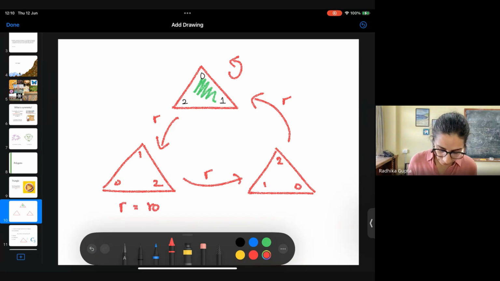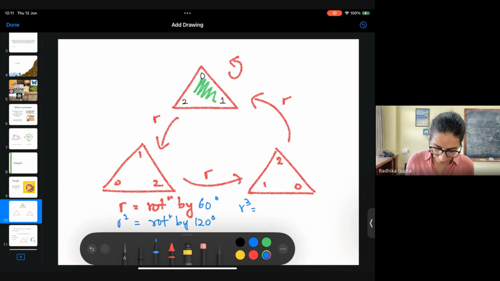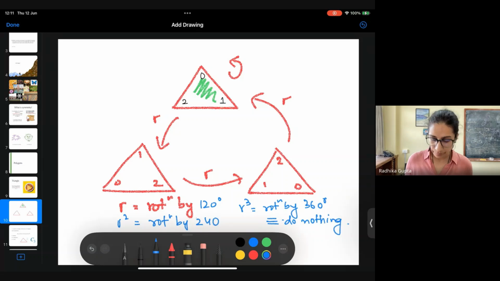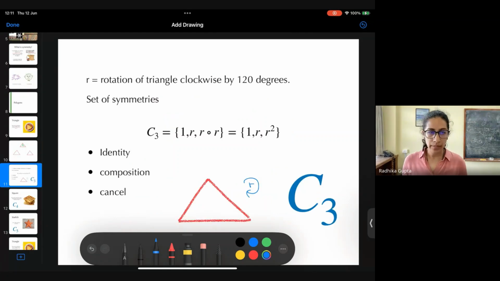Let's say R is rotation by 60 degrees. Then R square is rotation by 120 degrees. And R cube is rotation by, wait, did I do this correctly? Do I want to do rotation by 60 degrees or 120 degrees? Somebody said 60-degree rotation, but now I'm not convinced. Yeah, it's actually rotation by 120 degrees. So if I rotate by 120 degrees, then 240, and then finally by 360, which amounts to doing nothing. Right? So that's easy. Now I want to write it more formally.